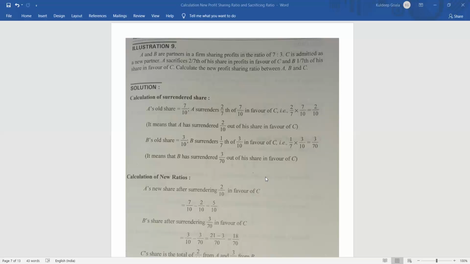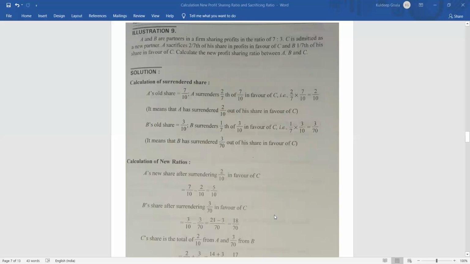So now the sacrifice is ascertained. So let's find out the new ratio. So A's sacrifice is known, right? So the new ratio will be old ratio minus sacrifice. So the old ratio was 7/10 minus the sacrifice. Either you can write 2/10 or you write 14/70. It is the same thing. If you cancel it, it will come ultimately that. Okay. So if you do the calculation, you will get that A's new share is 5/10. Clear? 5/10. Then coming to B, B was sacrificing 3/70. Earlier he was having how much share? 3/10. So 3/10 minus 3/70, it is coming 18/70.